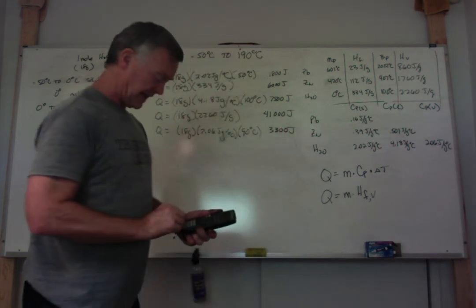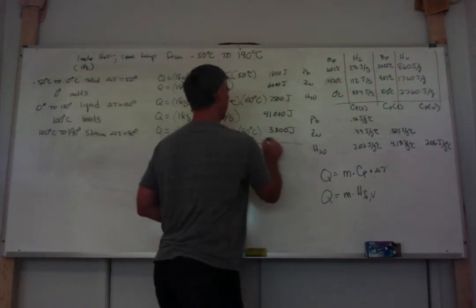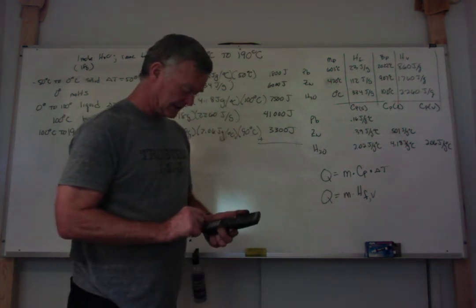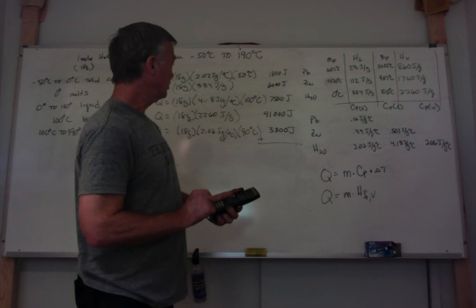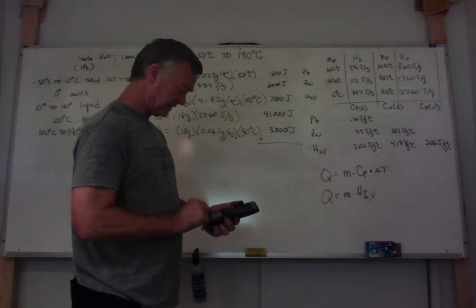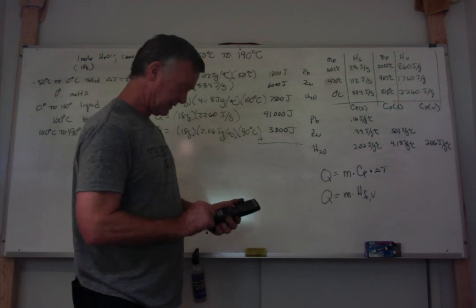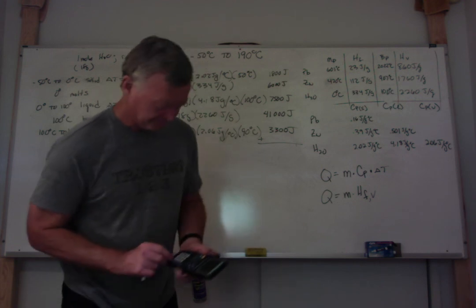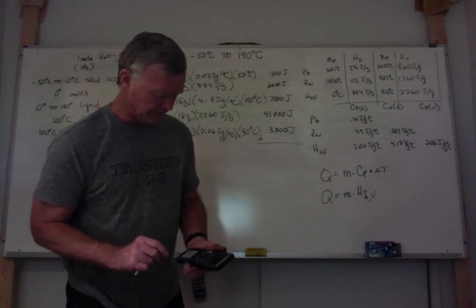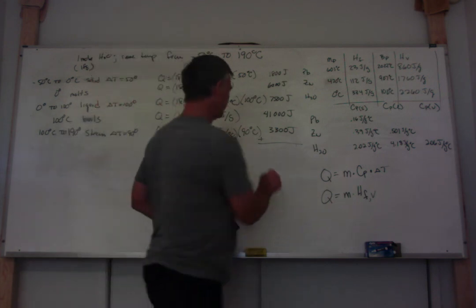So finally, we would add all of those together. 1,800 plus 6,000 plus 7,500 plus 41,000 plus 3,300. And I think I've done that right. It's a little hard for me to see in this room. 59,600.